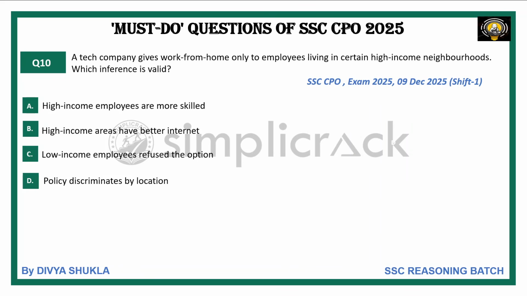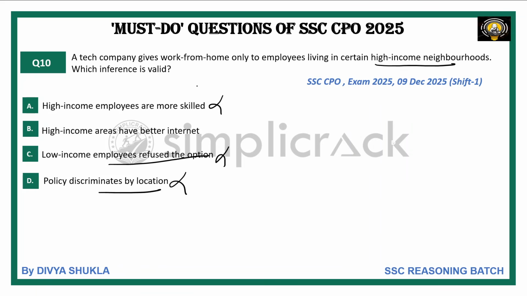So we have to find which inference is valid. Policy discriminates by location and low income employees refuse the option are highly invalid inferences. Why? Because the passage is not stating anything related to the location or the employee refusal. It's talking from the perspective of companies. Now we are left with two options: high income employees are more skilled, high income areas have better internet. This is talking about a neighborhood, it is not talking about skills or anything. So this one is also eliminated.